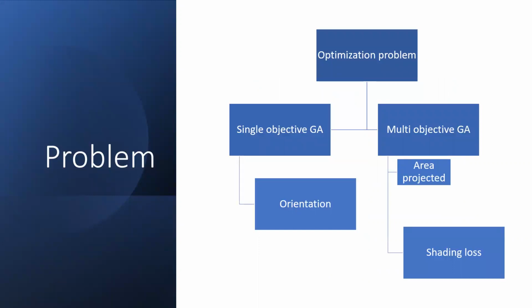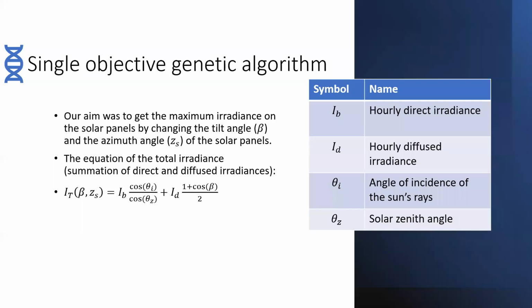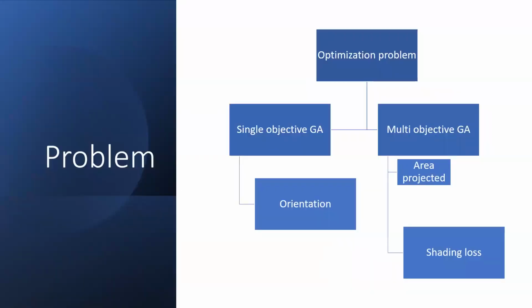Our problem is an optimization problem between the shadow loss and the structure cost. We did this optimization using a single objective genetic algorithm, in which we obtain the orientation that gives the maximum irradiance on solar panels. The second part is a multi-objective genetic algorithm, in which we need to minimize the projected area of the solar tree and the shading loss.